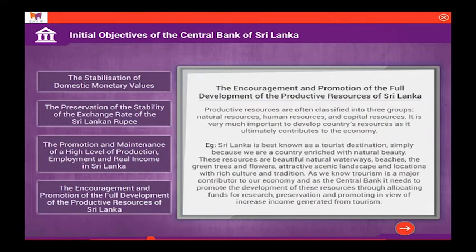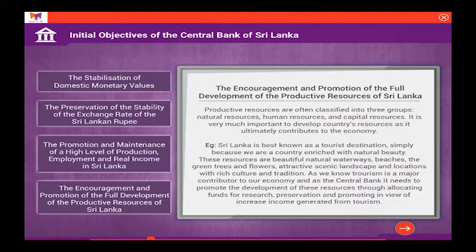Productive resources are often classified into three groups: natural resources, human resources, and capital resources. It is very important to develop a country's resources as it ultimately contributes to the economy. Let's try to understand this with a simple example. As you know, Sri Lanka is best known as a tourist destination simply because we are a country enriched with natural beauty.